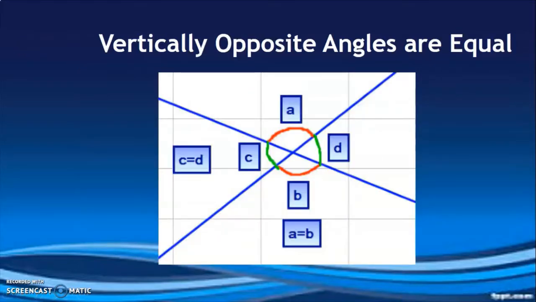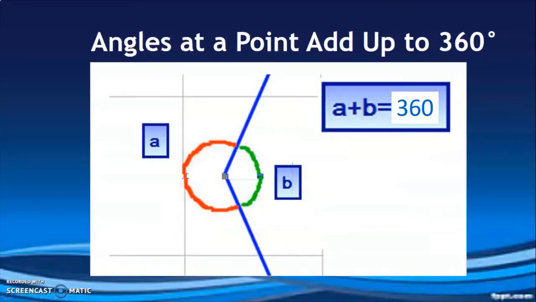Next, vertically opposite angles are equal. So angle A and angle B are vertically opposite angles. Therefore, A is the same as B. Same with angle C and angle D. They are vertically opposite angles. Angle C and D have the same measure.